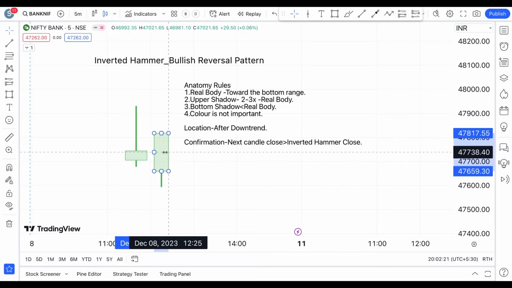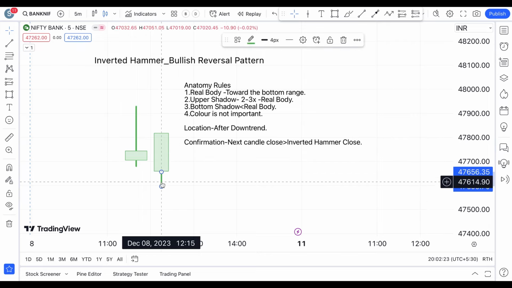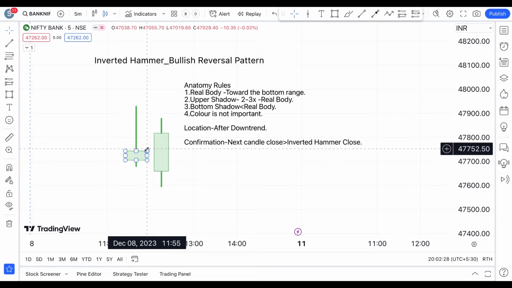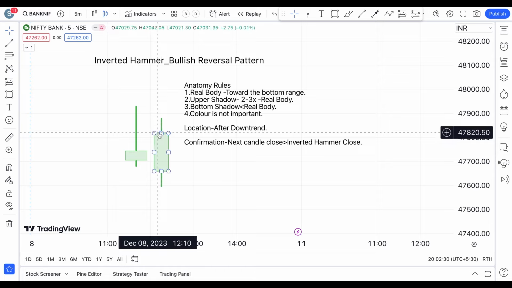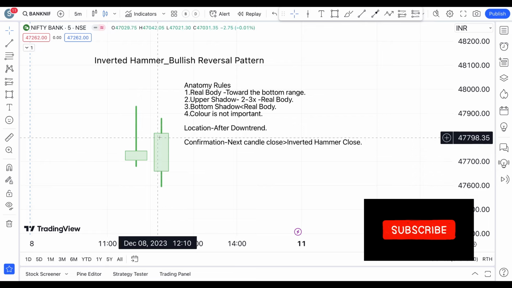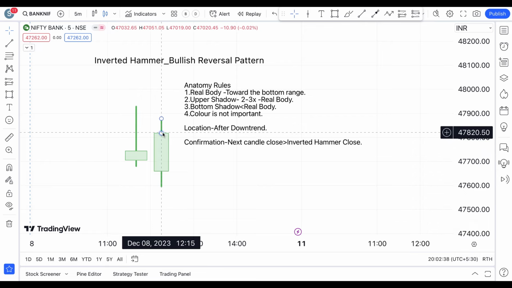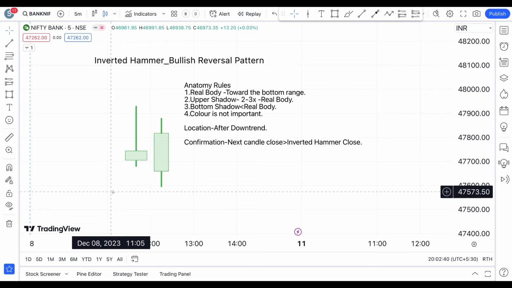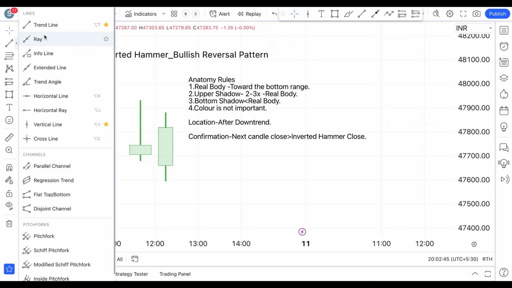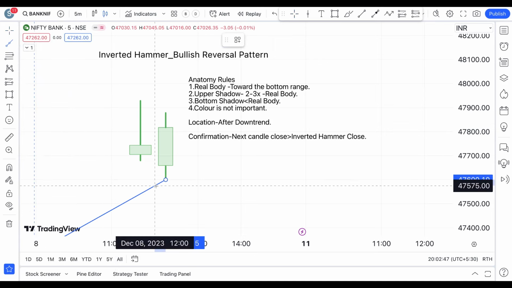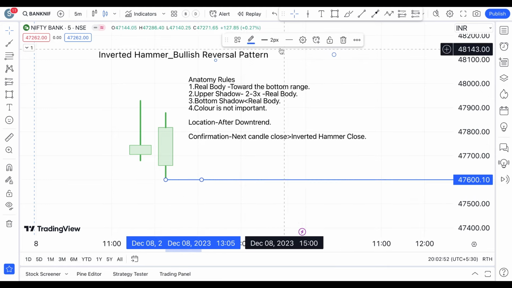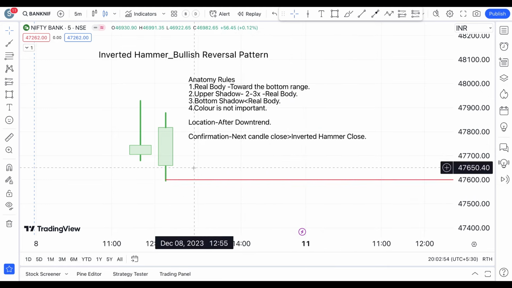You need to see the close of this candle above the previous candle's close. In this case, this candle's close is here because it is a green candle, and this candle's close is here because it is again a green candle. So this is higher than this, and in this case you can enter a trade there. But what if it doesn't work? In that case, your stop loss should be, wait a minute, let me draw a line there. You should take the lowest point of these two candles as your stop loss.